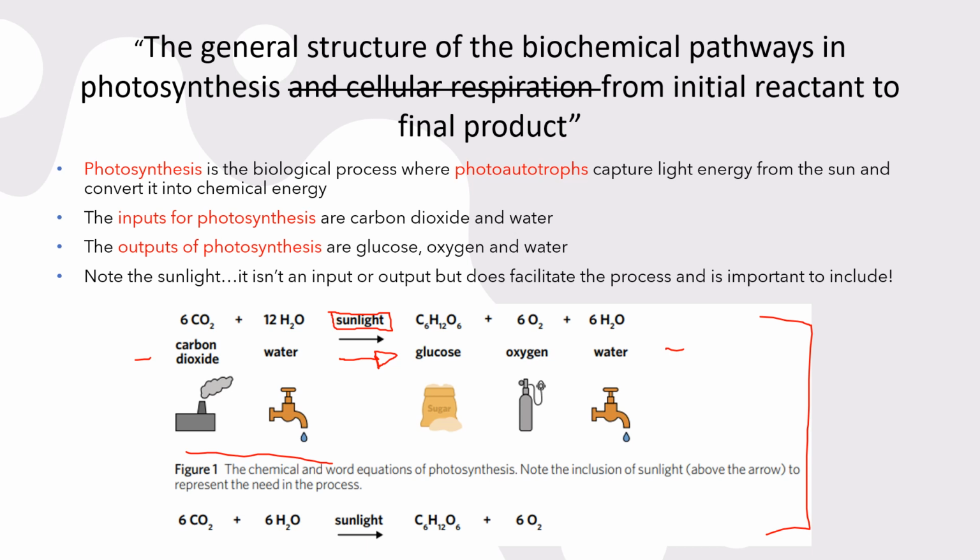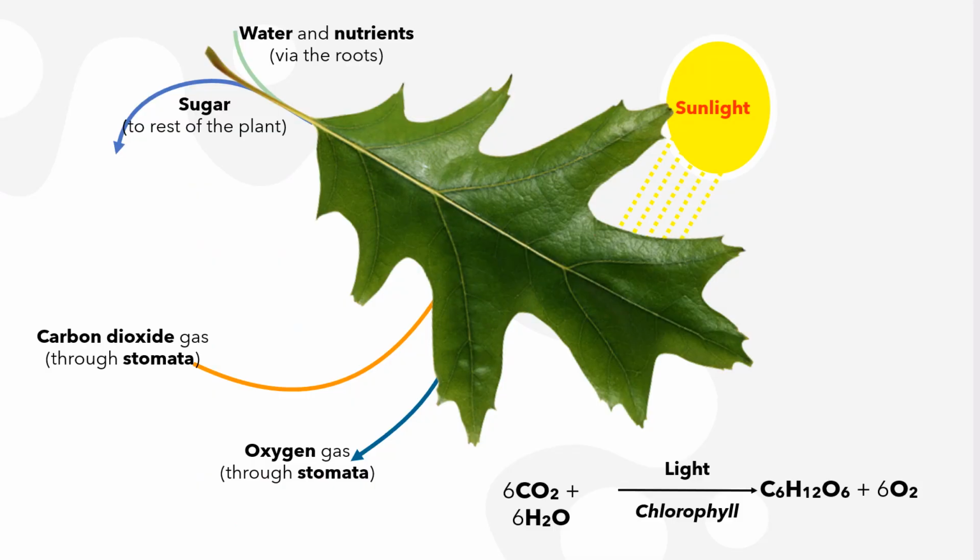We then have our products. Using carbon dioxide, water and sunlight, we produce glucose. That's the chemical formula for glucose: carbons, hydrogens and oxygens. We produce some oxygen as well, and we produce some water as a product. So they are the inputs, and they are the outputs. Let's go into a bit more detail about how that actually happens.